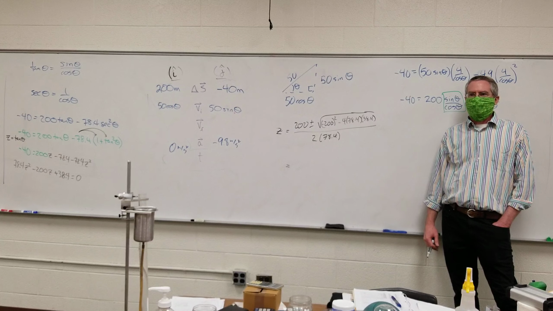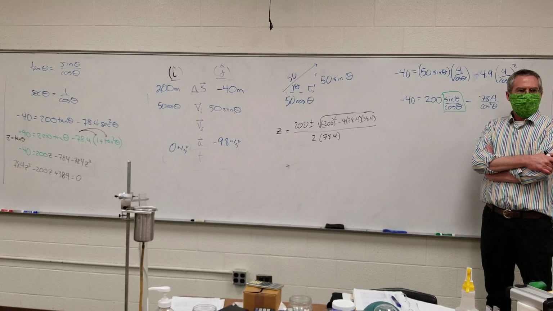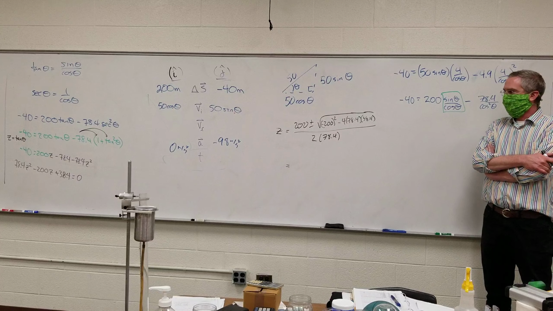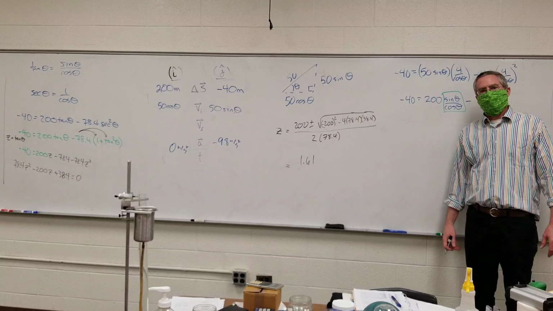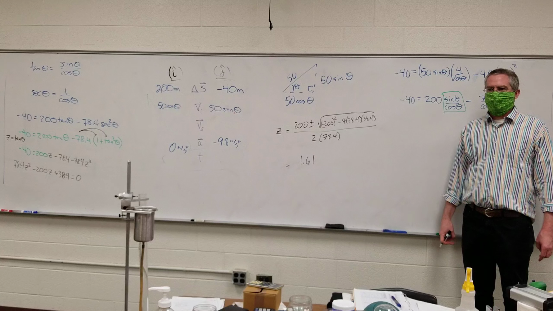So the answers are. I always mess up the square root somehow, so I don't know if this is right, but I got 1.61. What are the answers? And at this point, someone else can chime up and go, hey, I got the same thing, or Anna, how could you? It would be acceptable.